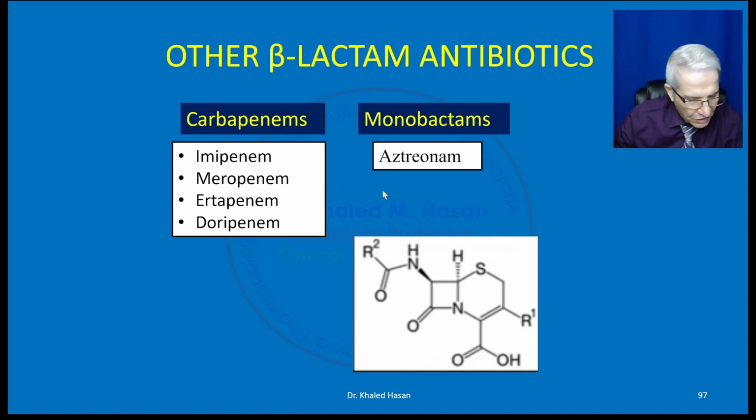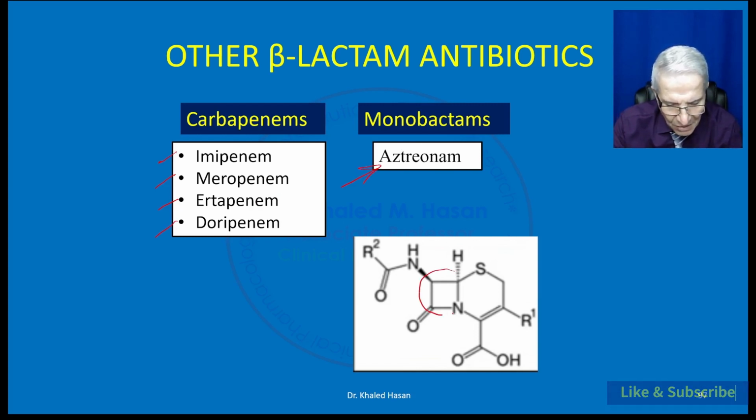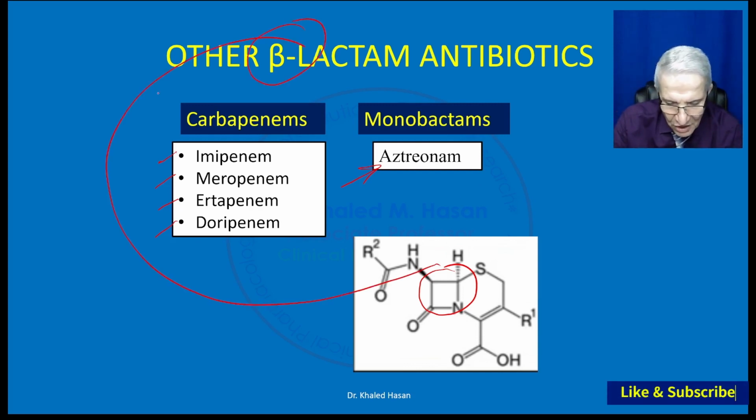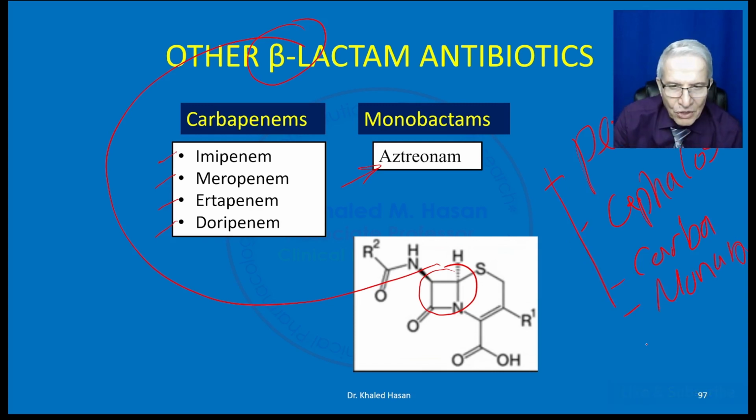For carbapenem, we have four medications: imipenem, meropenem, ertapenem, and doripenem. Regarding the monobactam, we have only one medication, aztreonam. We have the beta-lactam ring here, and for this reason we call these beta-lactam antibiotics. If you remember, we have penicillin, cephalosporin, carbapenem, and monobactam: four main groups belonging to the beta-lactam antibiotics.